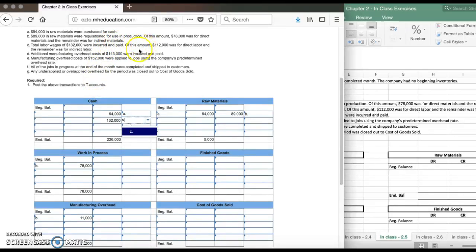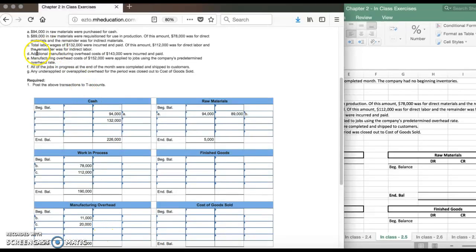Of this amount, 112 was for direct labor. So we know direct labor is work in process. So we're going to do C, 112,000. And the remainder was for indirect labor. So C, let's see what's the difference. 132 minus 112 is 20,000. So we're going to debit manufacturing overhead 20,000.